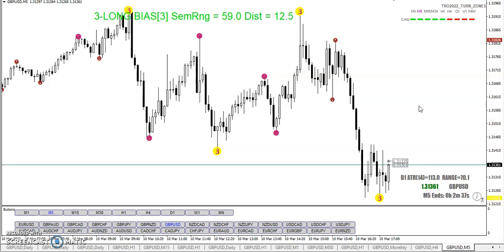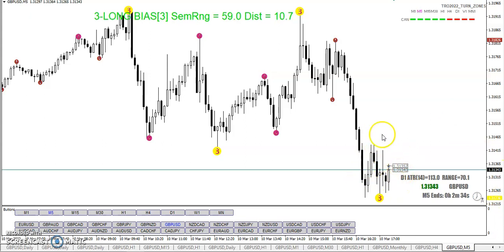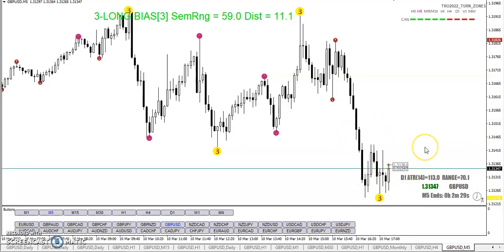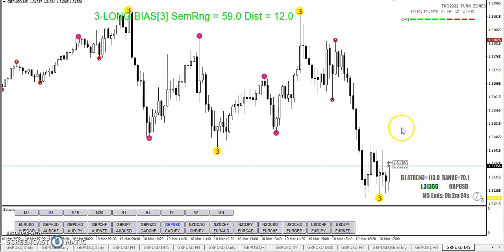So probably what's going to happen is you're going to be range bound for a while in this area. And then you take the money off the table. And if you look at the multimeter from H1 down to M1, it just turned green.